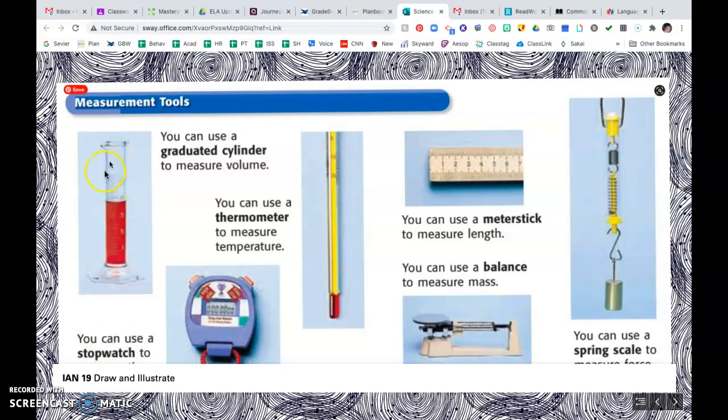So here we have the graduated cylinder. This measures volume. Here we have the thermometer. You know that it measures temperature. A stopwatch, it's cut off. It measures time, of course. A meter stick, length. A balance, used to measure mass. And a spring scale is used to measure force.